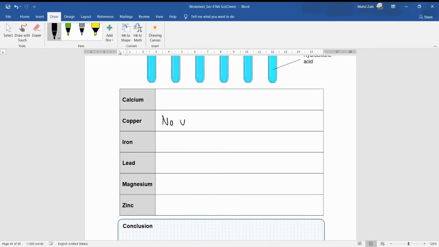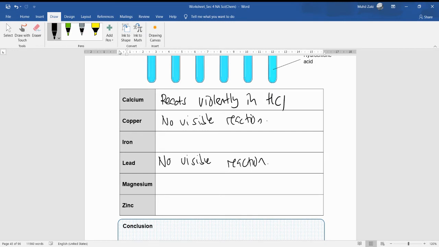copper, no visible reaction, always copper. So please remember. I told you this last time, in Sec 3 before, but I think you all forget. And another one which has no visible reaction is lead. Now calcium, of course, is one of the most reactive metals. We say it reacts violently in HCl. After calcium comes magnesium. Magnesium reacts vigorously. We did this last year in HCl.